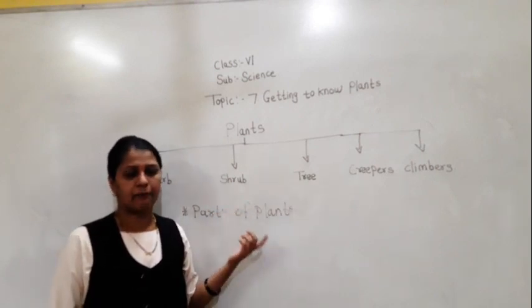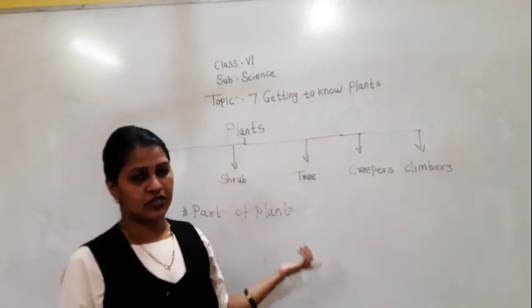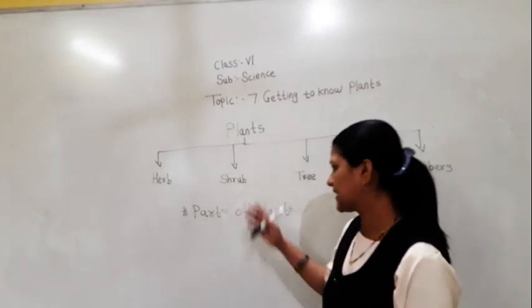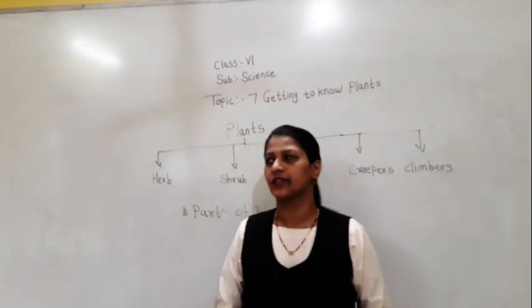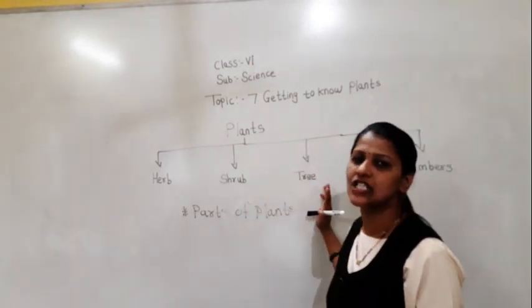Let's take an example of the rose plant. Here the examples are the rose plant and the lemon plant. These are examples of shrubs. Now let's discuss the very strong part of the plant, that is the tree.